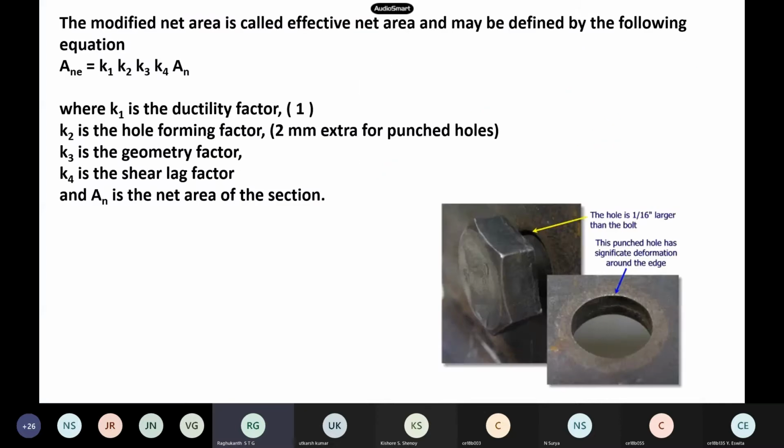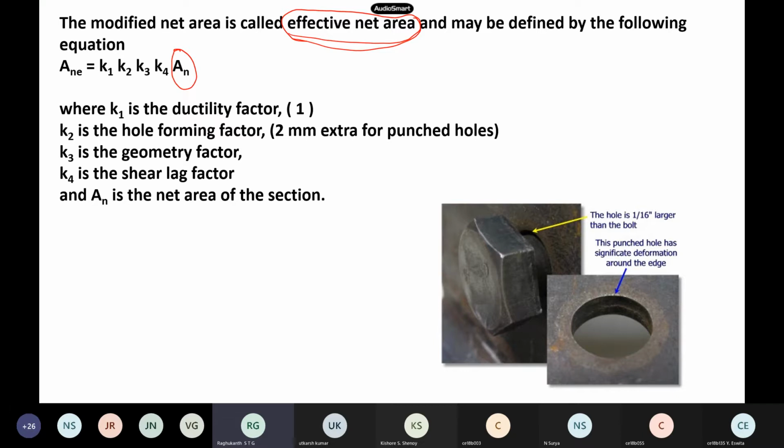Now, one more small thing given in our code is the modified net area. This is a very important thing. The code gives the effective net area as (b minus d_h) into t plus p s square by 4g. But if you see the international codes, such as British codes, American codes or Euro codes, they use one more term, what they call the effective net area. They define it with this expression: b minus n times d plus p s square by 4g, multiplied by the thickness itself.